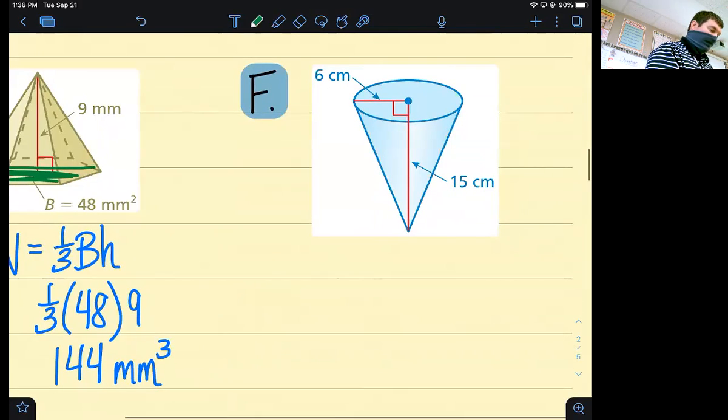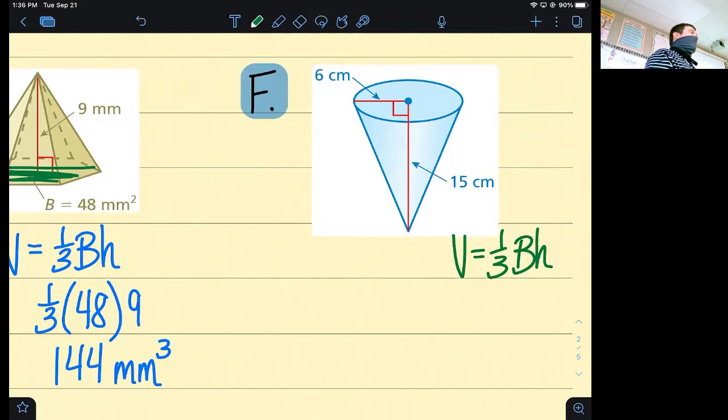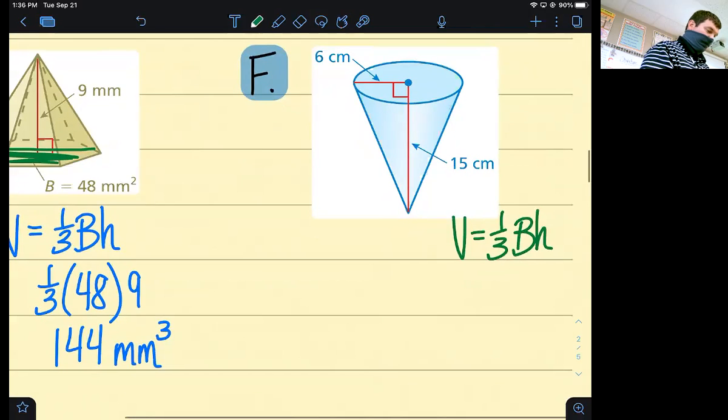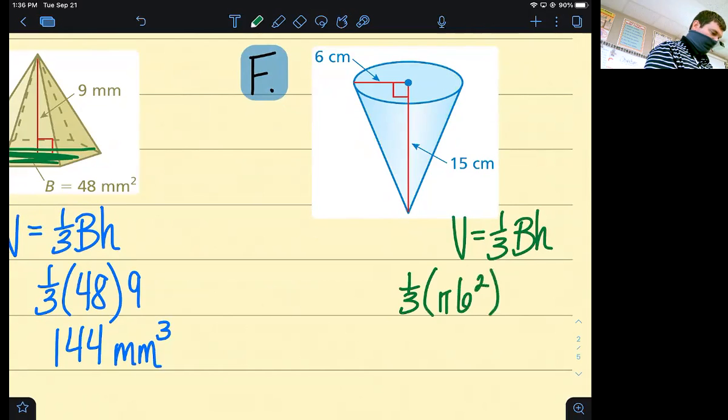Example F. 1/3, capital B, H, capital B. What are we gonna plug in for that, Xander? 1/3, yeah, 5, 6 squared. That's right. Xander, what's 6 squared? 36. Okay, now, I've been showing you guys a way that you can kind of do this in your head. What you can't do is 1/3 of 6 right now, because 6 is being squared, and order of operations says that exponents are more important than multiplication. So I'd have to square first.